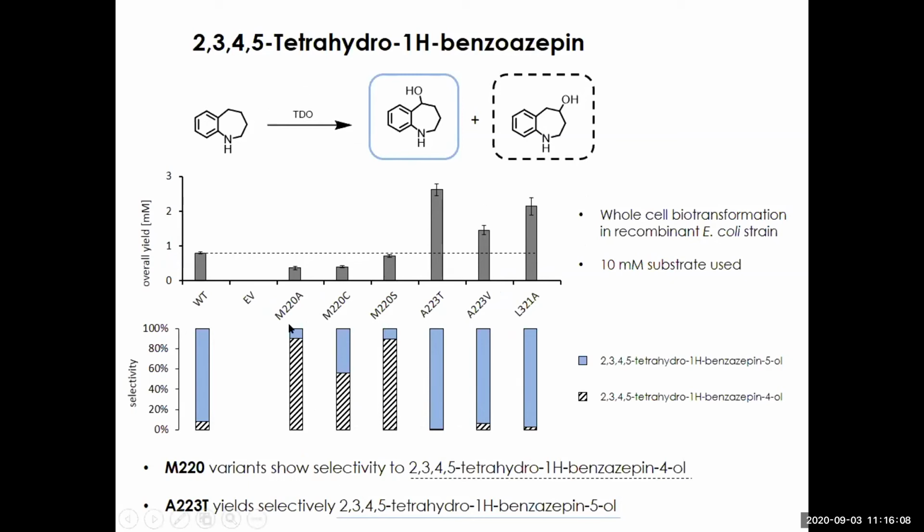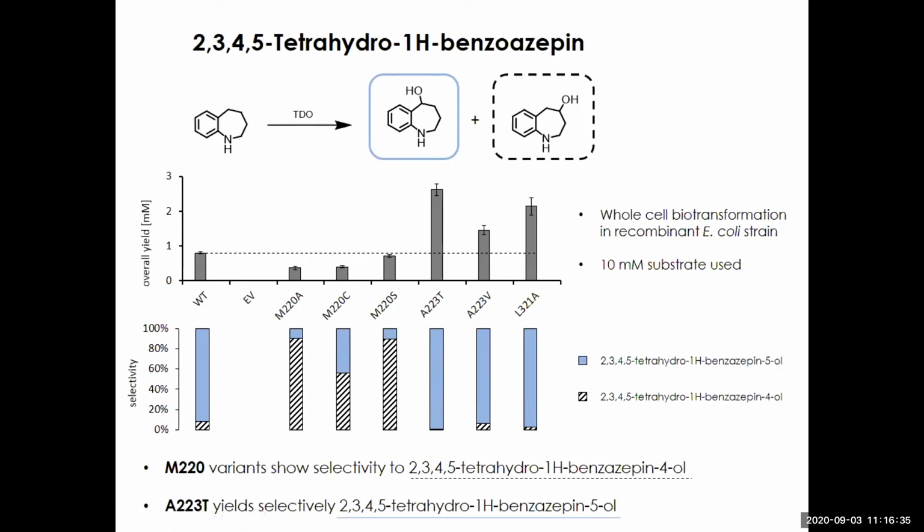And as you can see, again, two positions pop up, the M220 and A223, which are both located in the active site of the TDO. And again, the A223T shows not only a higher product formation, but also higher selectivity to one of the products. And here, the M220 shows selectivity towards the other product.